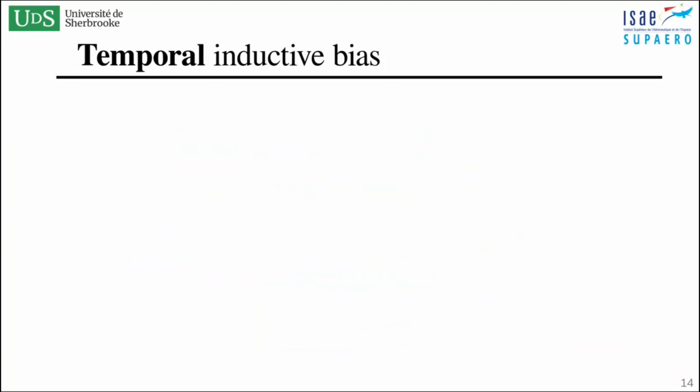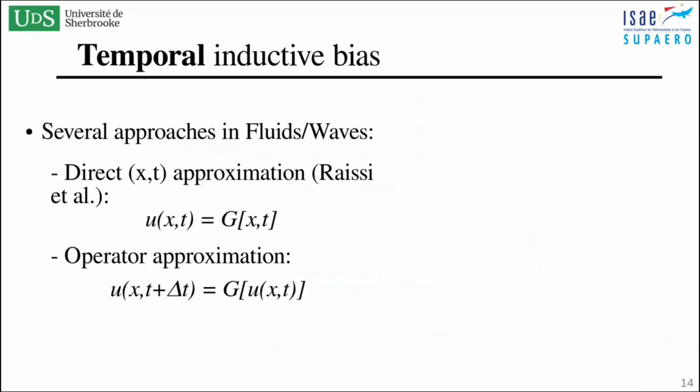Now going into the problem of temporal inductive biases. There are several approaches found in the literature for fluid and wave applications. The first one, which we call the direct application, and is, for example, found by Raissi et al., is just to use a neural network G to map directly the spatiotemporal coordinates, x, t, to the solution of a PDE, for example, u. The second approach is to map instead the state of the PDE solution at some point x, t into the state at the next time step, so t plus delta t.